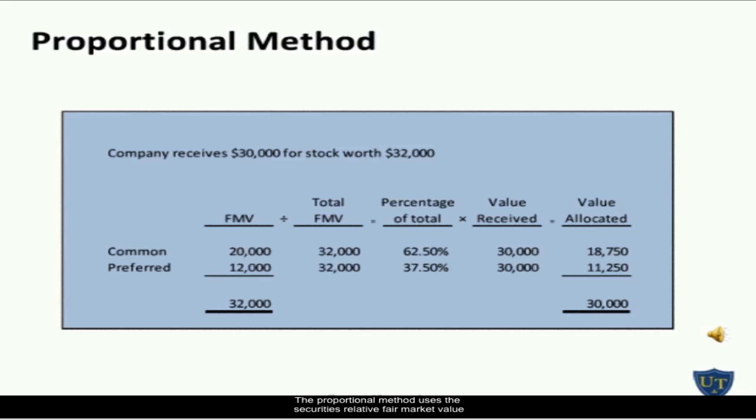The proportional method uses the security's relative fair market value to determine the allocation. So in this situation, the common stock is worth $20,000 out of the $32,000 total fair market value. So that security receives 62.5% of the value received, or $18,750. The preferred stock picks up the remainder of the fair market value, and the value allocated to that security is $11,250. In total, this approach has allocated the $30,000 between the two securities.